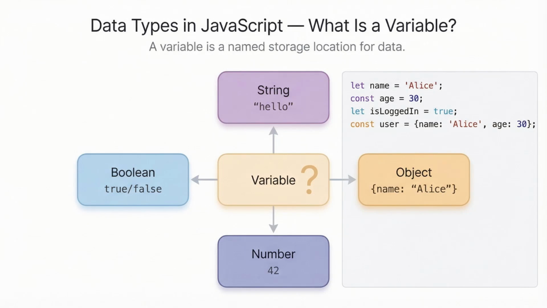In modern JavaScript, you declare variables using let or const. Use let when the value might change and const when it should stay fixed. Here you can see a string assigned to name, a number to age, a boolean to isLoggedIn, and an object to user. Each one holds a different type of data, and JavaScript is flexible enough to figure out the type automatically based on what you assign. This is called dynamic typing.